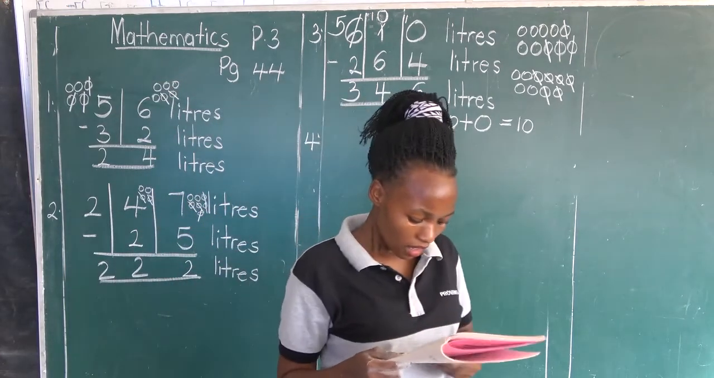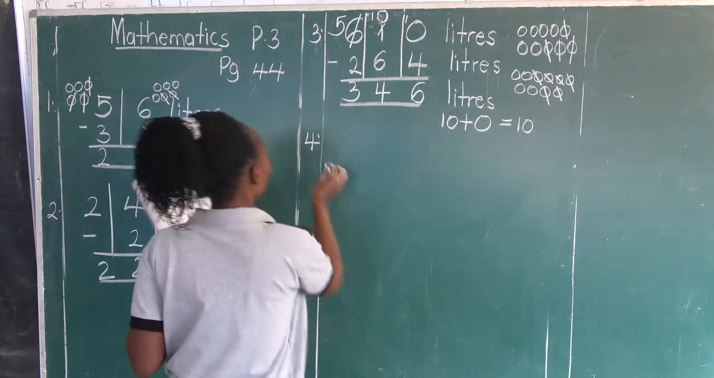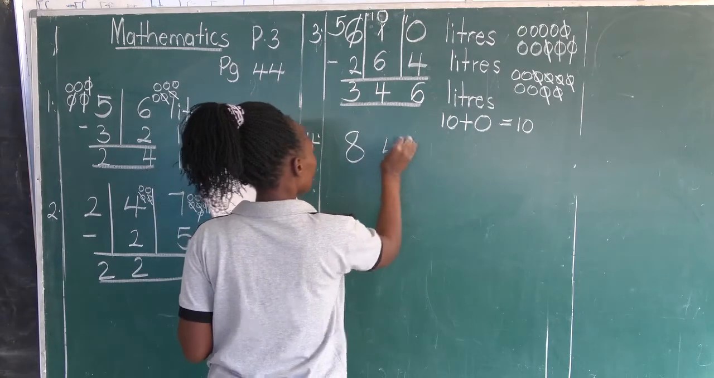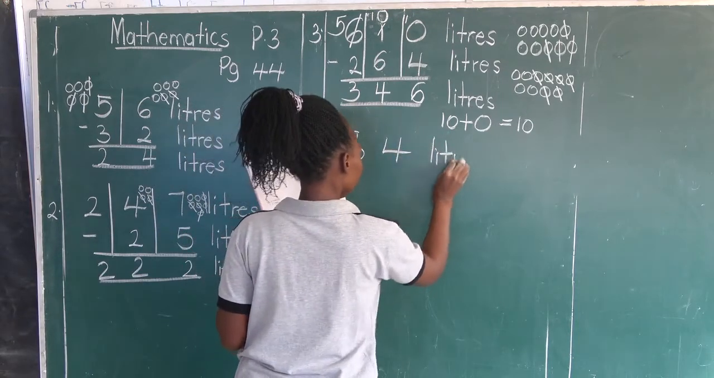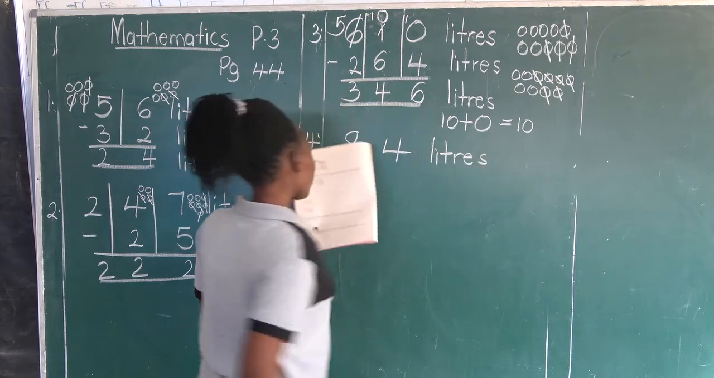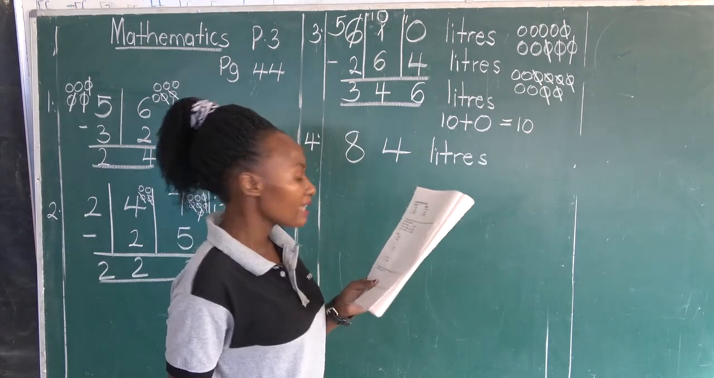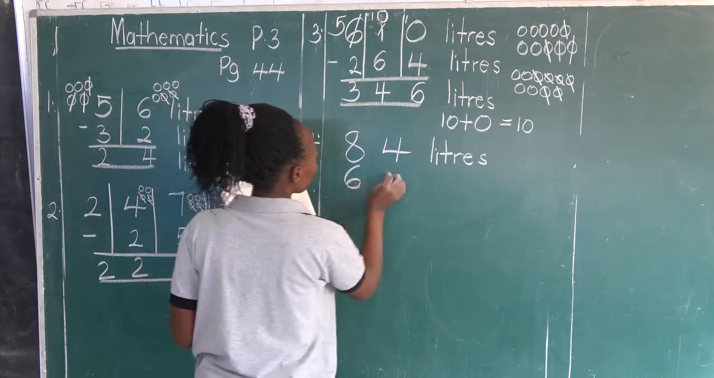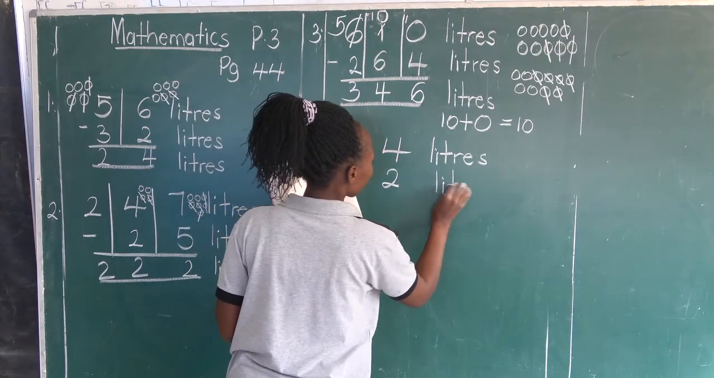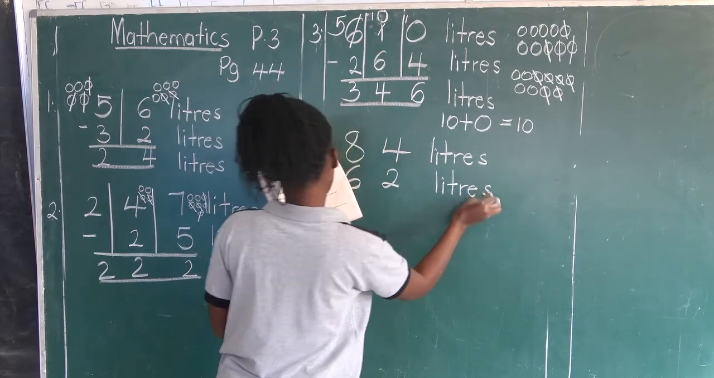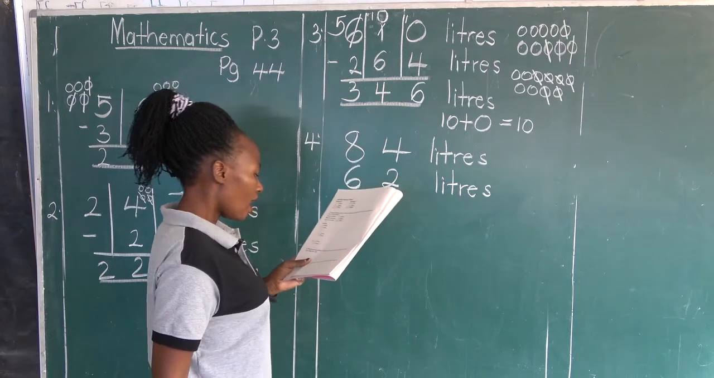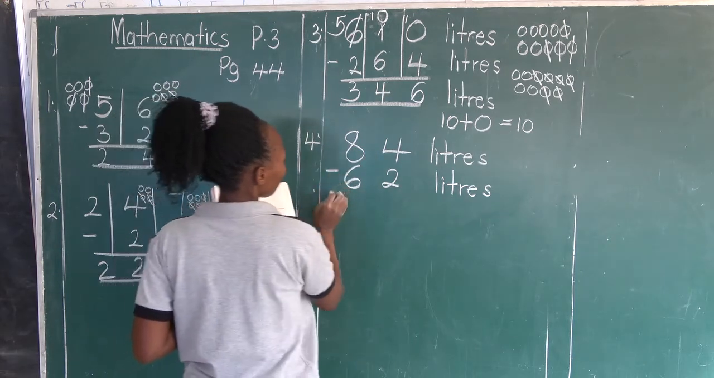Number 4 is about 84 liters of soda for his visitors. He served 62 liters of soda. How much soda was left?